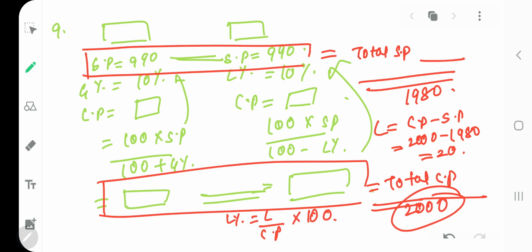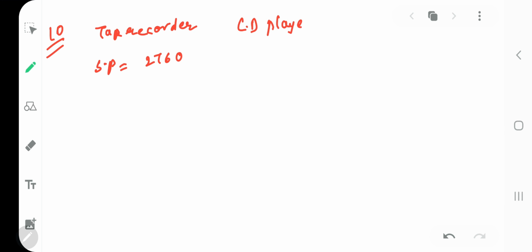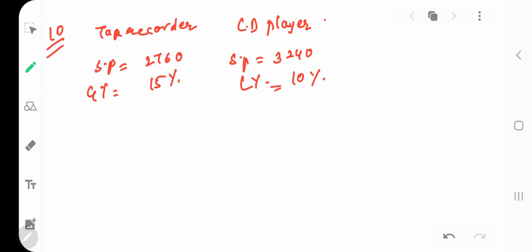Okay. Next we have problem number 10. Problem number 10 says a tape recorder is sold for rupees 2760 at a gain. So there's one tape recorder which is sold, the selling price of which is 2760. And there's a CD player, the selling price of which is 3240. On the tape recorder there's a gain percent of 15%, and on your CD player there's a loss percent of 10%. Same problem, not the same problem, it's a similar problem.